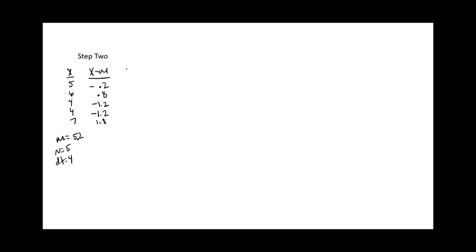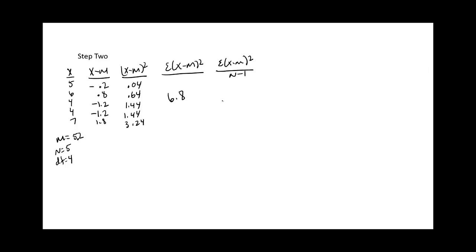Keep going now. X minus m squared is equal to 0.04, 0.64, 1.44, 1.44, and 3.24. And then the sum of squares, remember sum of squares is the sum of all the squared deviation scores, is equal to 6.8. And then the estimated population variance is equal to 1.7. So this is for group number 1.